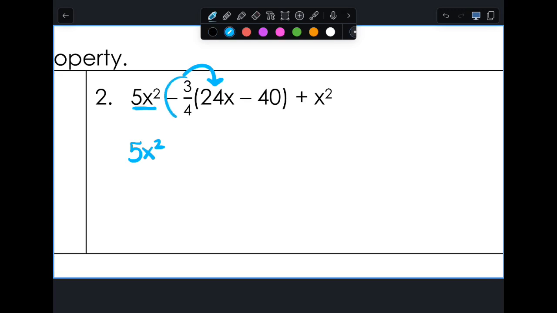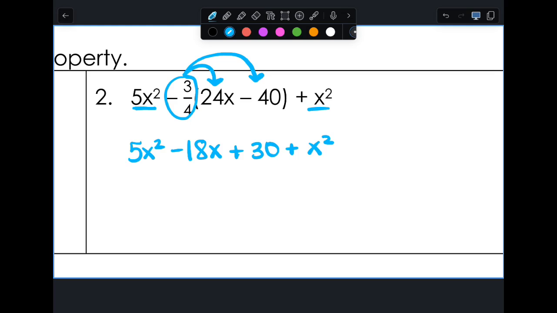Negative 18. Oh, I got it. Negative 3/4 times negative 40. What's negative 3/4 times negative 40, guys? 30. I got 2 negatives make a positive. Oh, I forgot to put the negative. Bring down the x squared.